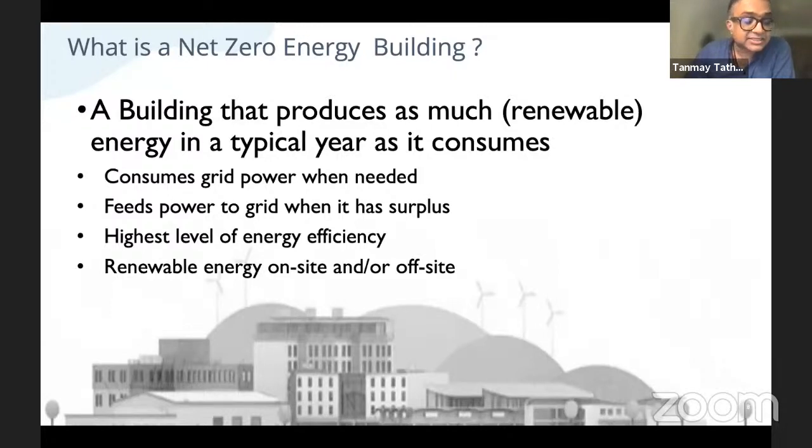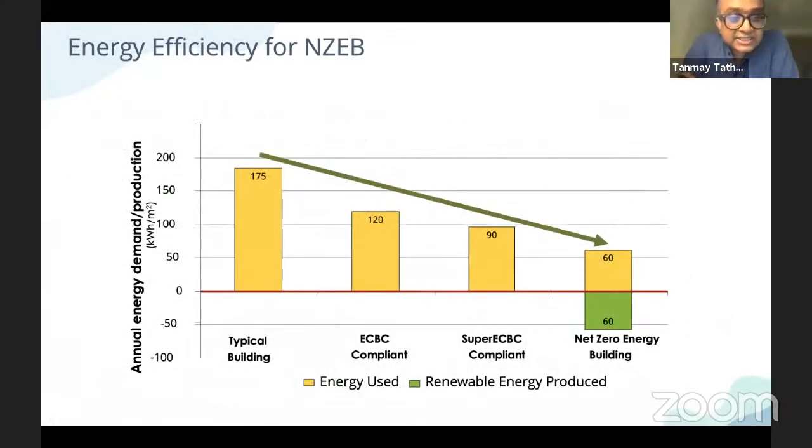But in some cases, let's say you're making a high-rise building in Bombay or anywhere else where you don't have a lot of area on the building or the site to produce renewable energy, sometimes this energy can also be produced off-site, so somewhere else, and it is connected to the buildings in many ways. So to understand this term of energy performance index, right? This annual energy demand or production in terms of kilowatt hours per square meter is the EPI.